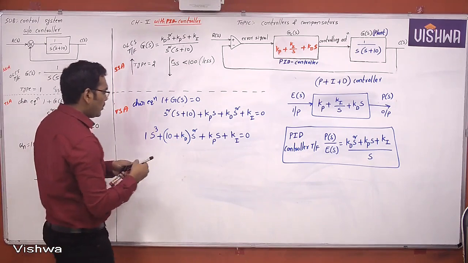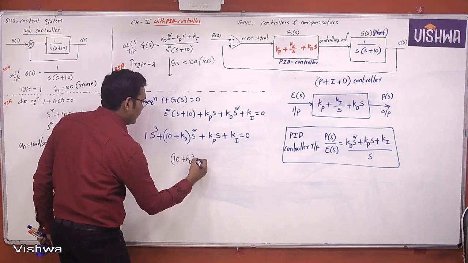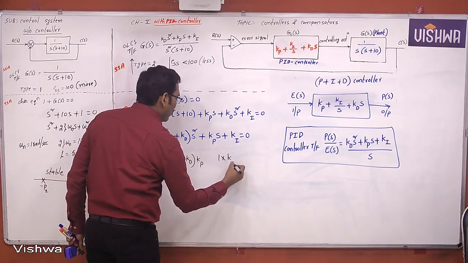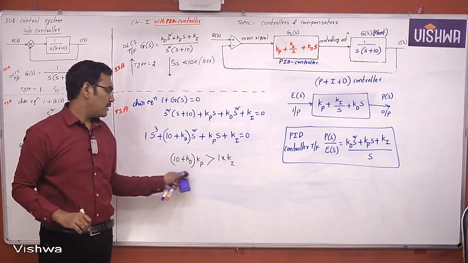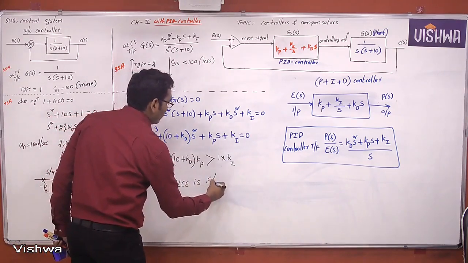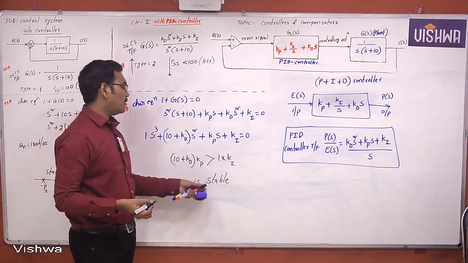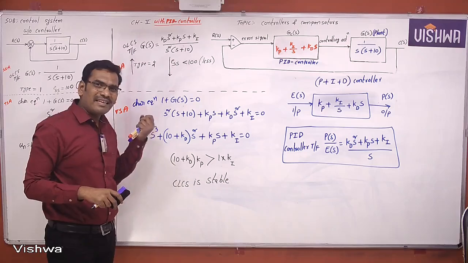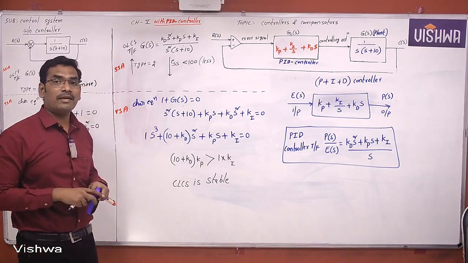Now see here, what is the internal product? (10 + Kd) into Kp is the internal product. What is the external one? 1 into Ki. Now the internal quotient product is greater than the external quotient product, so the closed loop control system is stable, and it will become more stable because the internal quotient product is very high. When the internal quotient product is that strong, your system will become more stabilized.